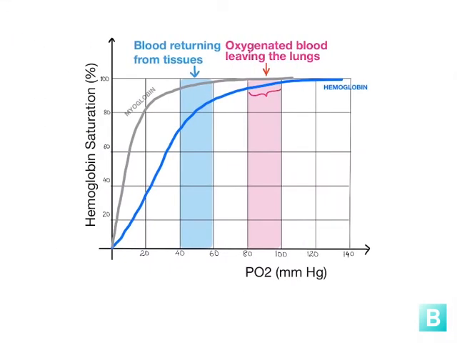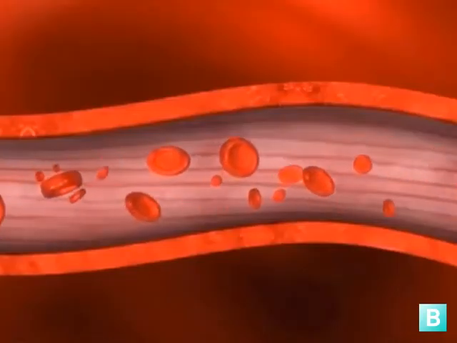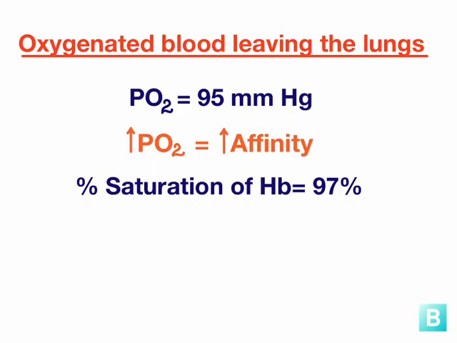Now, the arterial blood, that is, the oxygenated blood leaving the lungs, will have a partial pressure of about 100 millimeters of mercury, and thus hemoglobin will be fully saturated with oxygen. Whereas, blood in the venous capillaries will have a partial pressure of 40 millimeters of mercury, and thus hemoglobin will only be 75% saturated.